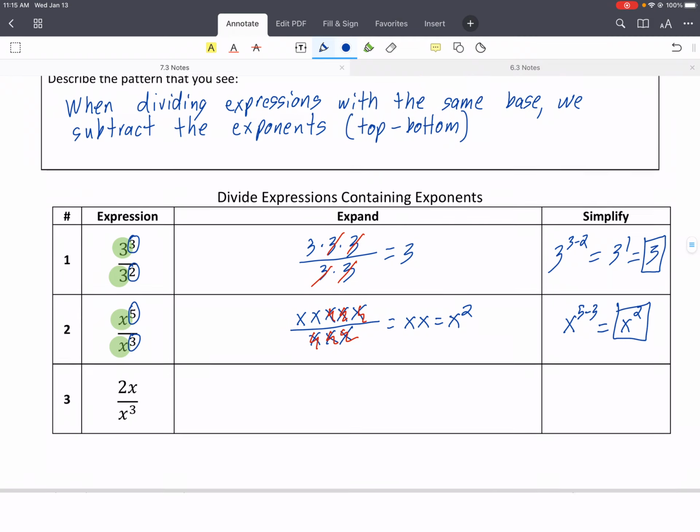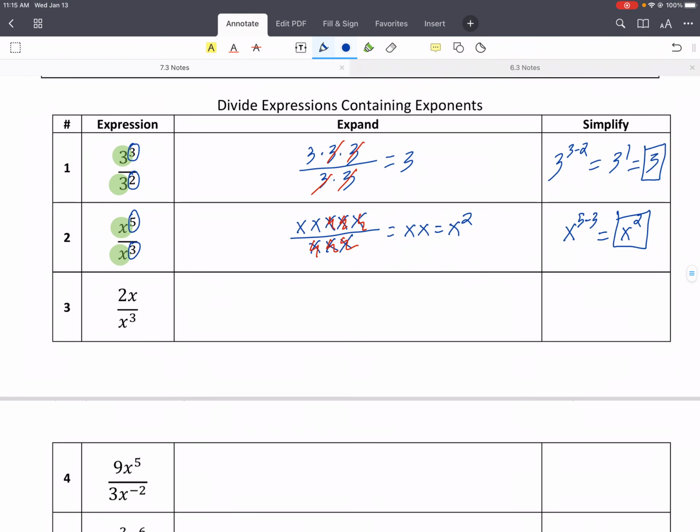Okay, so now let's do this just looking at our rule. So remember, if we have coefficients, so in number 3 here, 2 is our coefficient, and technically there's a 1 out front here, so we'd have to divide those still. So we divide coefficients, 2 divided by 1 is still 2. Now we have a base of x and x, so we're going to have x to the, there's technically a 1 on the top, so it would be 1 minus the 3. So this would become 2x to the negative 2.